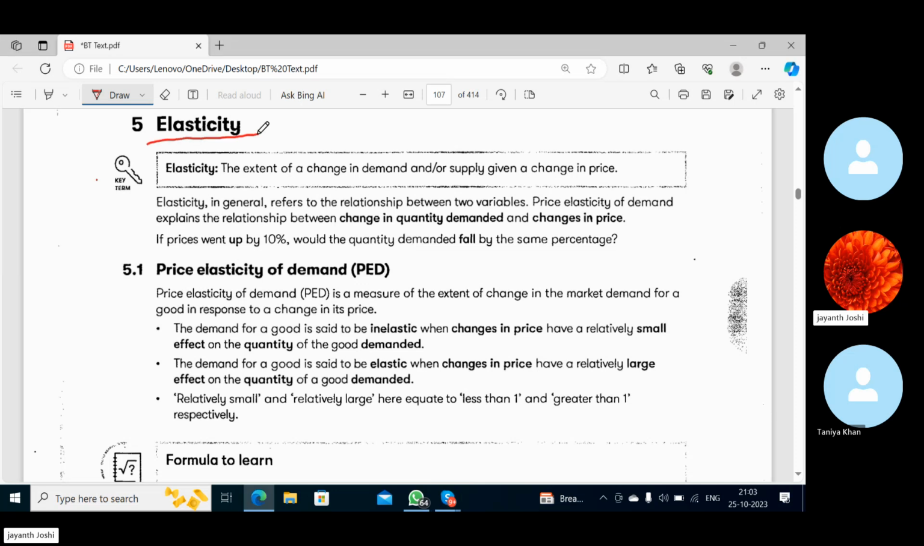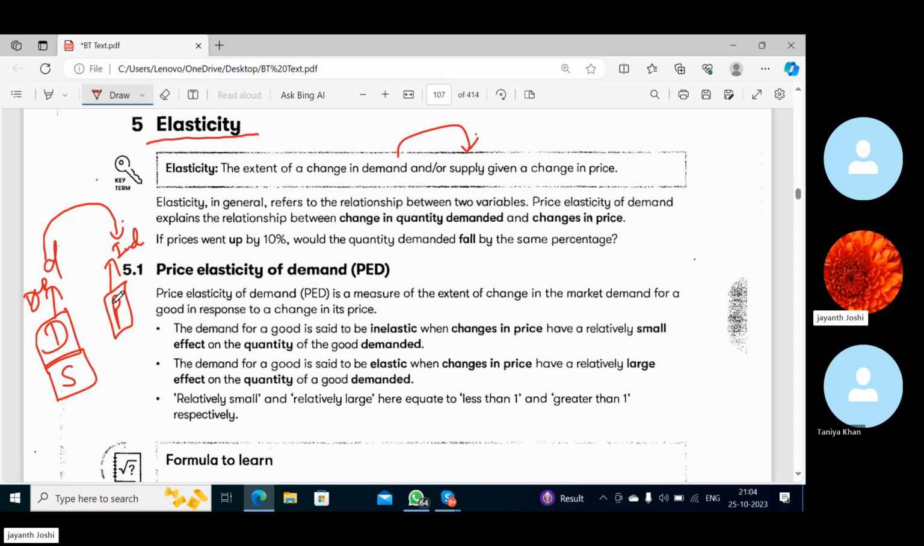See, elasticity is nothing but the behavior of a dependent variable with respect to an independent variable. That means demand is a dependent variable, and it depends upon price, which is an independent variable. What we are going to see in elasticity of demand is how the demand changes. We can also generalize that for supply: how the demand or supply of a certain product would respond with changes in price. That is nothing but elasticity of demand.